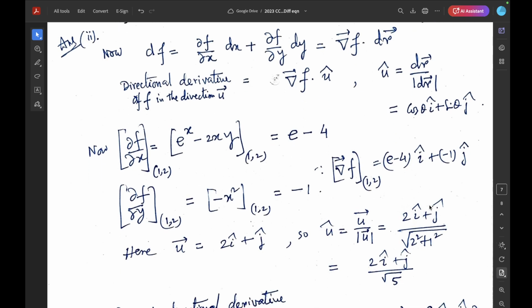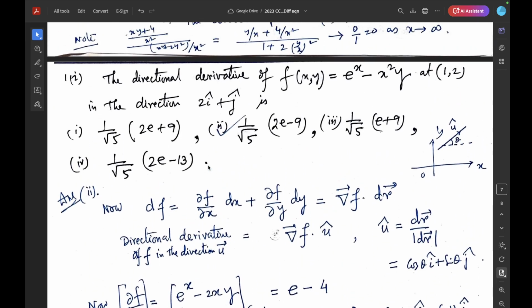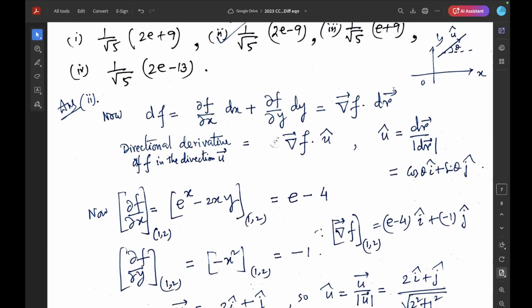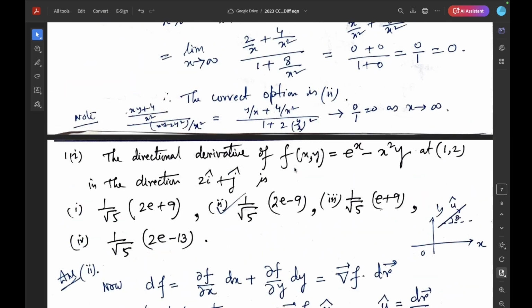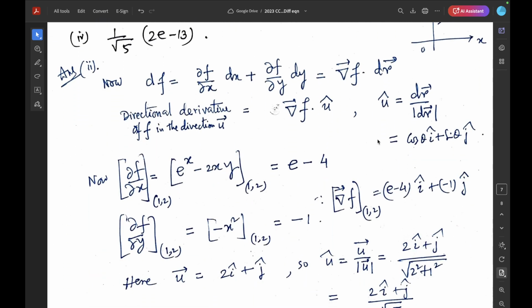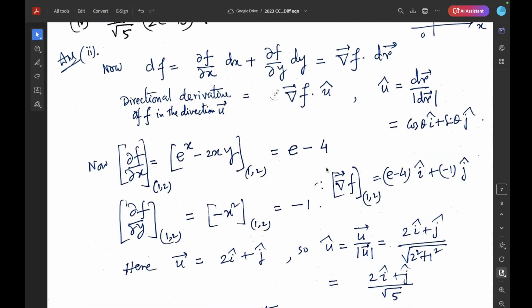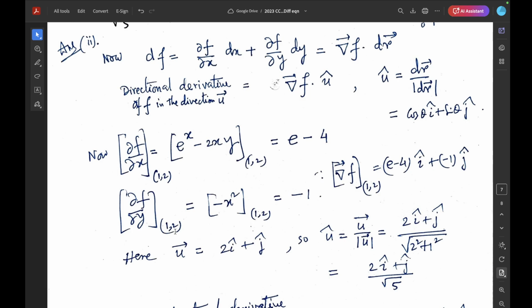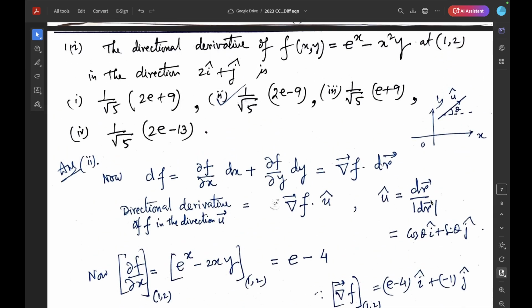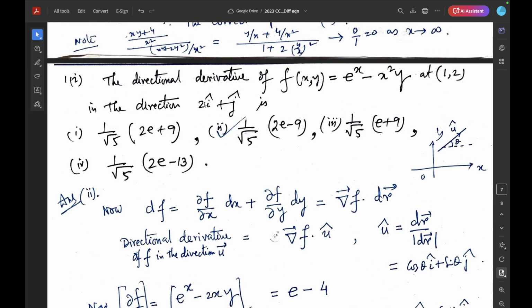Now here del f by del x is equal to e to the power x minus 2xy, differentiating with respect to x, at the point (1, 2) we get e minus 4, and del f by del y at the point (1, 2) is minus 1. So gradient of f at the point (1, 2) is (e minus 4) i cap minus j cap. Next, the direction u is 2i cap plus j cap.